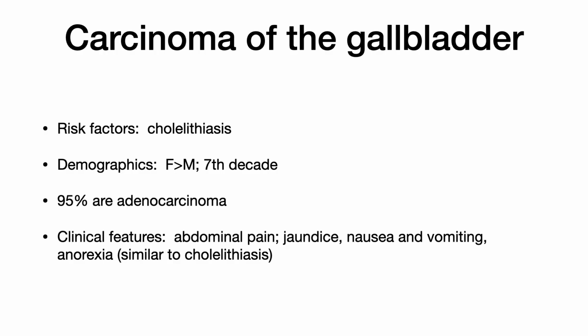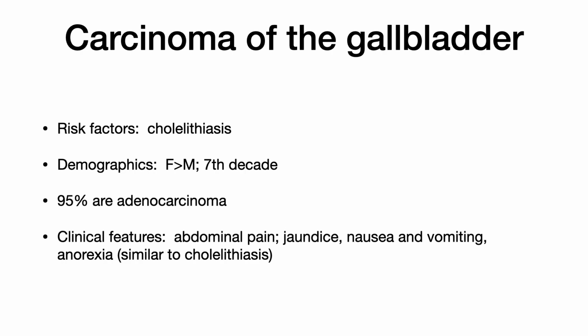So carcinoma of the gallbladder. Once again, along the lines of cholelithiasis, stones in the gallbladder are going to set up some low-level inflammation. Anytime you have low-level inflammation, you get cell death, you get proliferation. Anytime you have proliferation, chance for mutation, chance for dysplasia, neoplasia. Usually it's found in females more than males. This will probably go along with the fact that cholelithiasis is more common in females than males. Usually elderly individuals, 7th decade. And about 95% are adenocarcinoma, so by far it's most common.